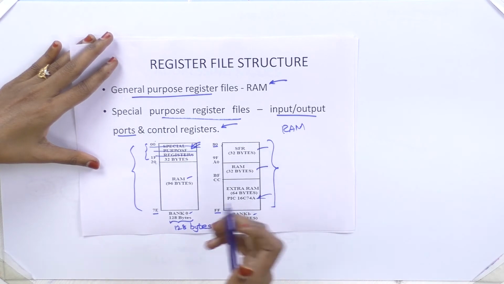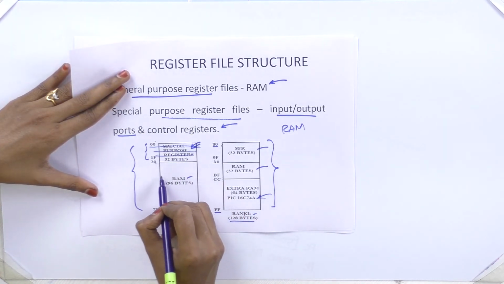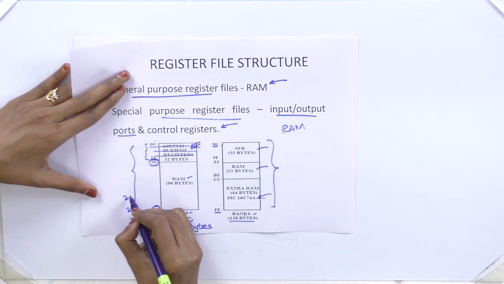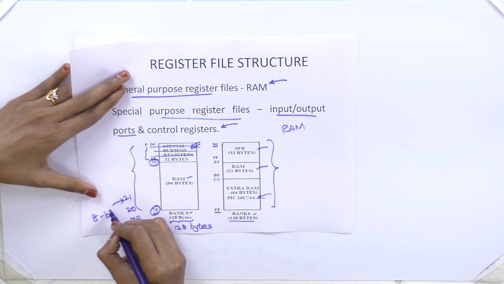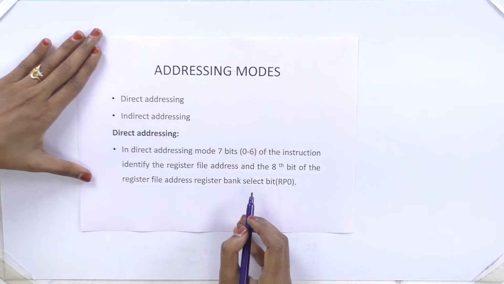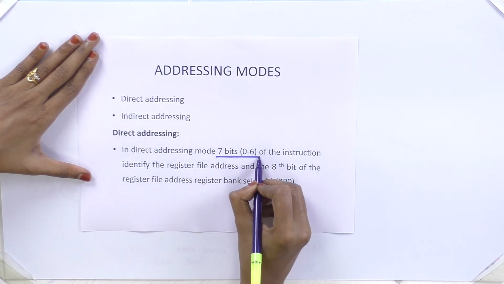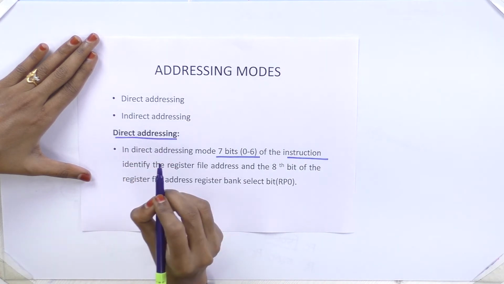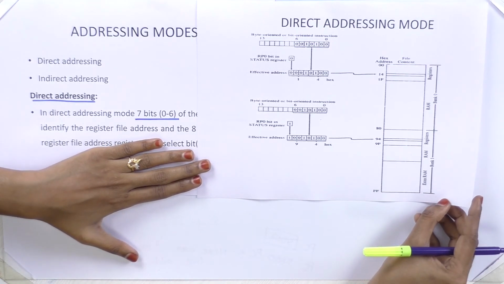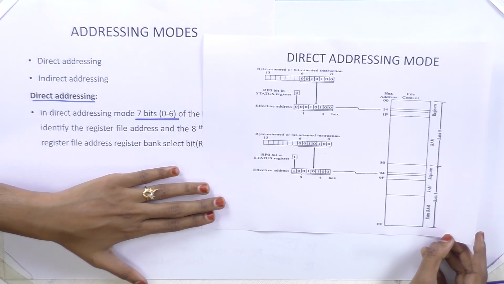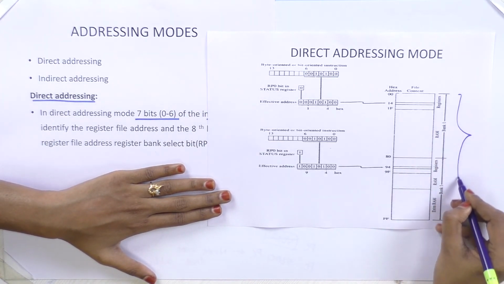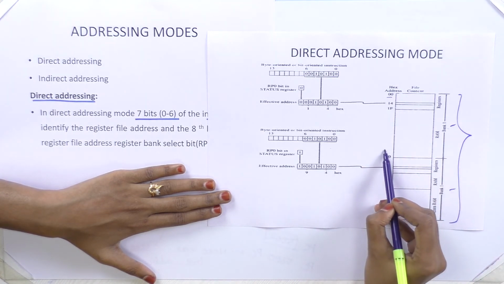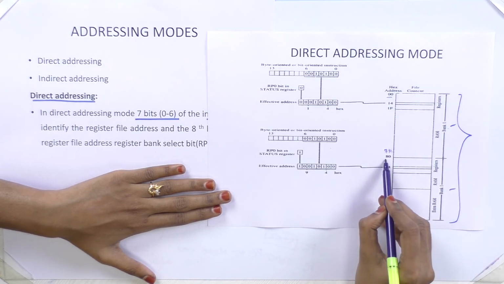I will show this once again. Here we have our registers and the registers are mentioned with the address: 7F, 20, 21. All these values are of 8 bits. If you mention that 8-bit value in the instruction itself, then it is called direct addressing mode. I will explain it with the diagram. This is your memory, bank 0 and bank 1. Bank 0 address ranges from 00 to 7F, then bank 1 address is 80 to FF.